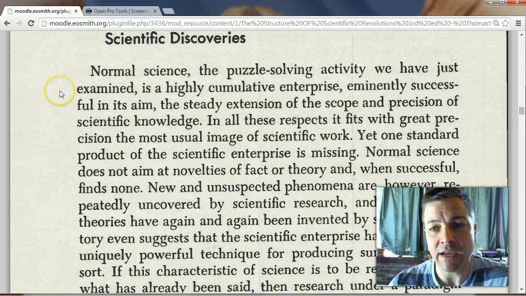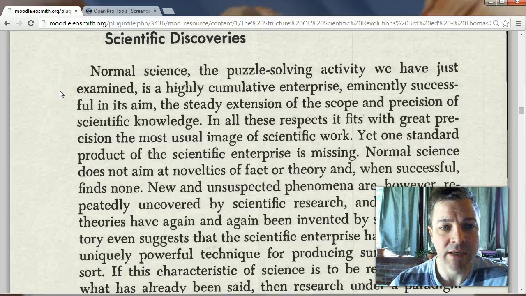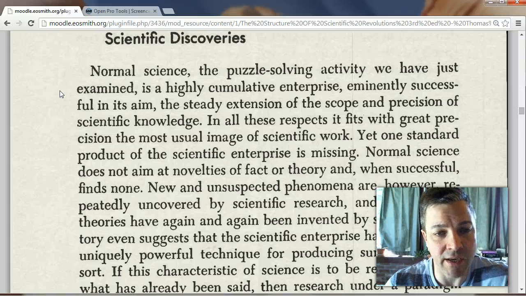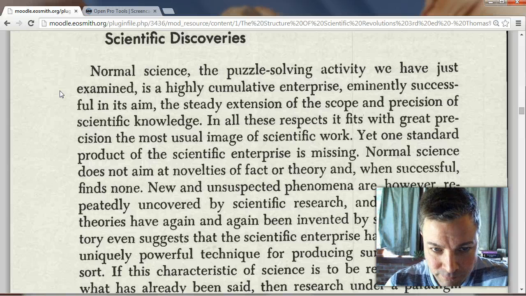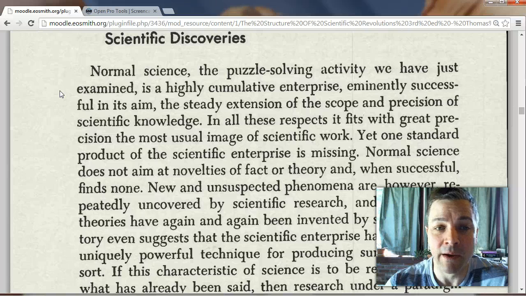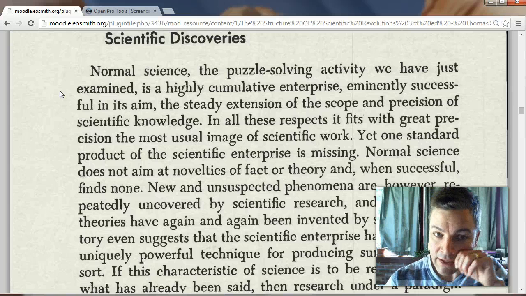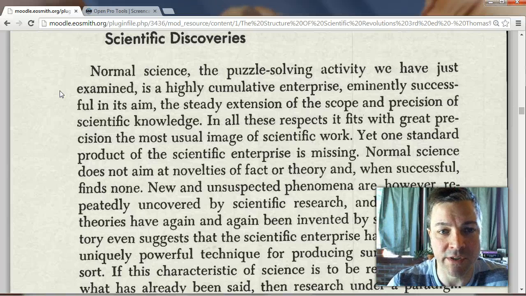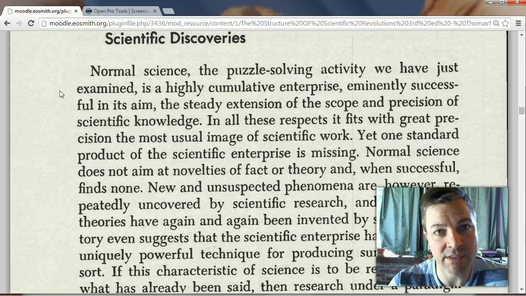The puzzle-solving activity we have just examined is a highly cumulative enterprise, eminently successful in its aim, the steady extension of the scope and precision of scientific knowledge. Wow, there's a lot to that, right? A couple of things I want to note, though, first of all, is this concept of normal science. Now, it's nice, though, here in that he actually kind of sums it up and defines it for us. Normal science, the puzzle-solving activity we have just examined.